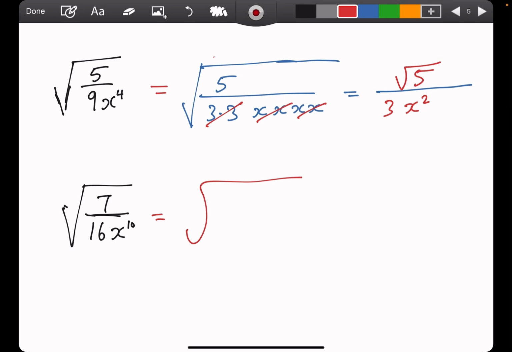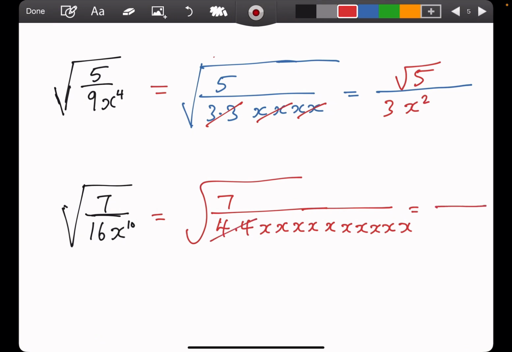Now, let's look at this one. 7, 4 times 4, right? Yes. 1, 2, 3, 4, 5, 6, 7, 8, 9, 10. Do I really have time to be doing this all the time? No. This is a waste of time, guys. So now let's see what goes out. 4 goes out, right? And now let's see how many groups of x we can make. 5 of them, right? So x to the power of what? 5. 7 stays. 6. Got it?